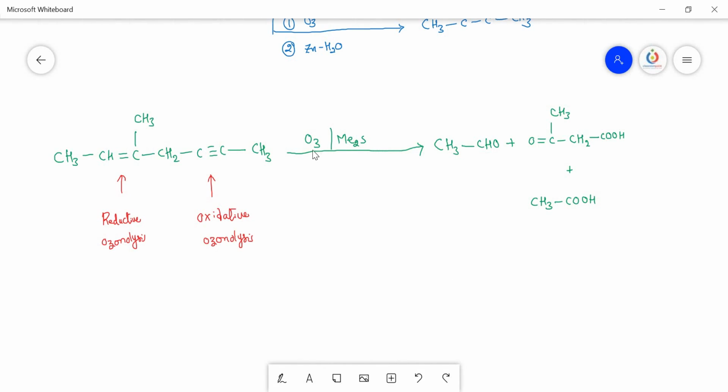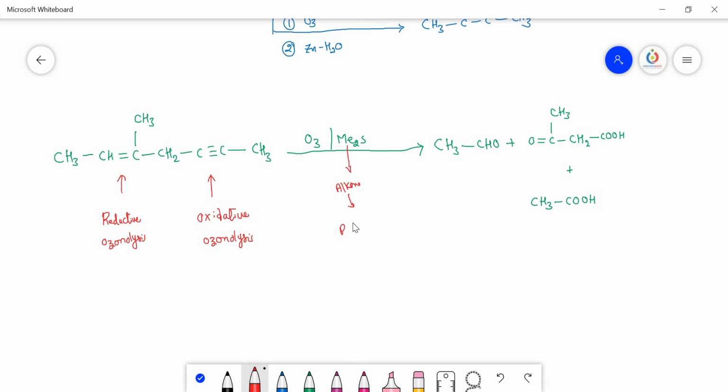This is a general example. Use ozone with dimethyl sulfide. We know that dimethyl sulfide, in the case of alkenes, acts as the reductive part, and in the case of alkynes, it acts as the oxidative part. So here, if you observe, a double bond alkene part is there, and a triple bond alkyne part is also there. So when the ozone dimethyl sulfide combination is used on this particular molecule, only in the case of the double bond, it acts as the reductive ozonolysis part.